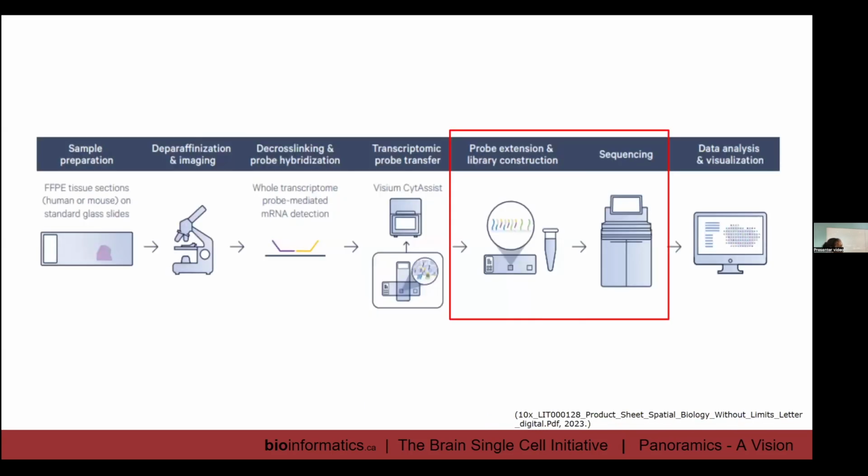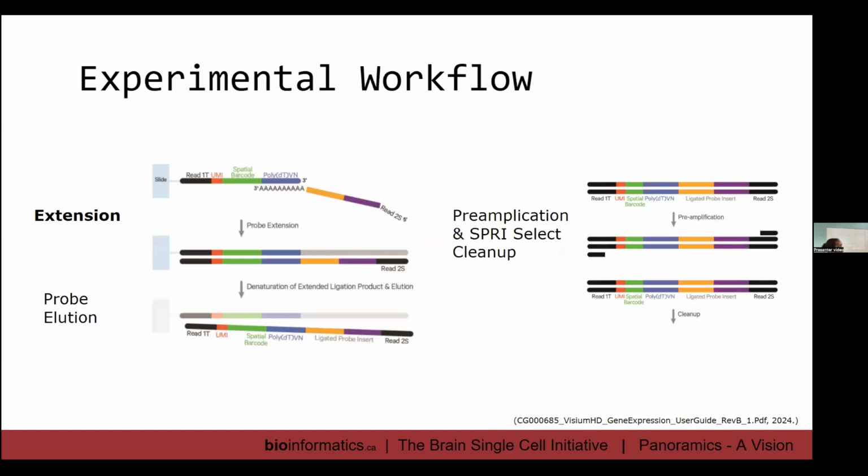So now we're ready for probe extension and library construction, and then moving on to sequencing. Extension happens on the thermocycler for an hour. We add extension enzyme and extension buffer, and that extends the ligated product with the oligonucleotide sequence from the actual Visium HD slide. After that, we have elution. So we're removing all the products from the slide and moving them into a PCR tube. We do this with a 0.08 molar potassium hydroxide solution. We incubate it with that, and then we remove all of the products from the slide into an actual PCR tube. After that, we have preamplification.